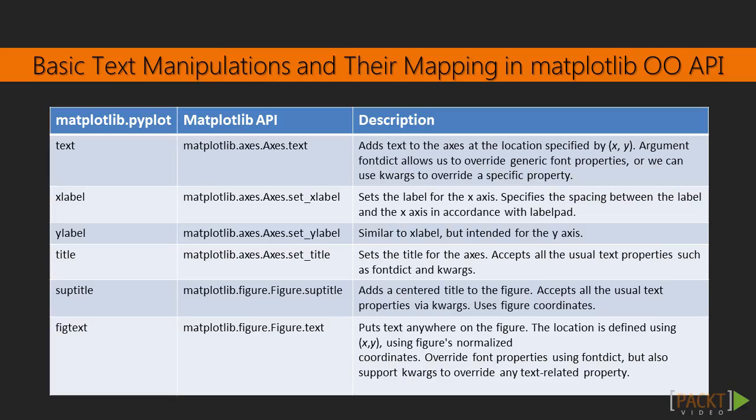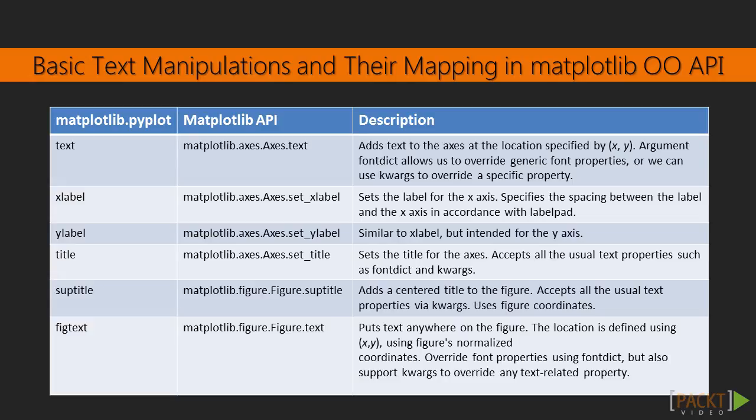Before we proceed further, let's now look at this table which gives basic text manipulations and their mapping in Matplotlib Object-Oriented API. The first one, i.e. text, adds text to the axes at the location specified by X and Y. The X label sets the label for the X-axis and also specifies the spacing between the label and the X-axis in accordance with LabelPad, whereas the Y label is intended for the Y-axis.